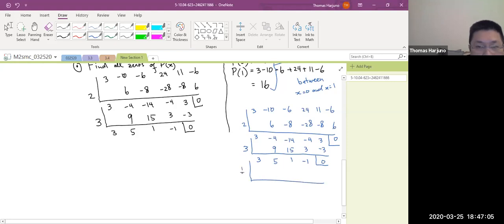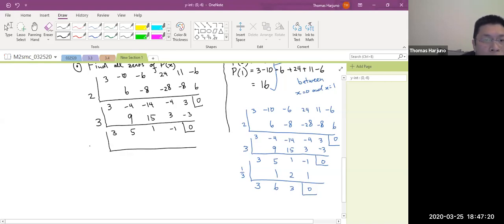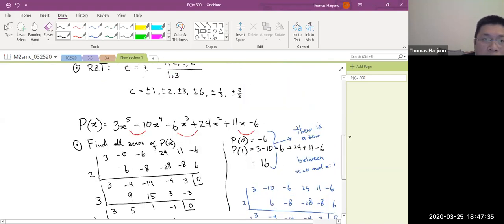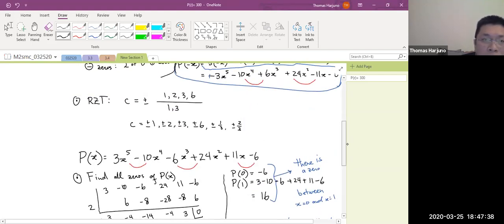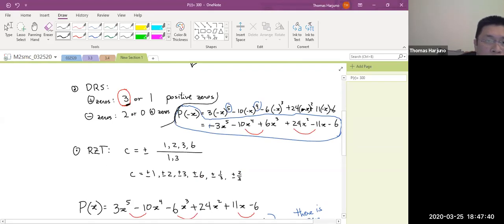Yeah, it's 1/3. So 3 times 1/3, that's 1. This is 6 times 1/3, that's 2. 3 times 1/3, that's 1. Oh yeah, that's right. So I already get another zero, which is 1/3. That's 3, 1, 6, 2, 3, 1, 0. Now, we already have 3 positive zeros. That's the maximum number of positive zeros, agree?